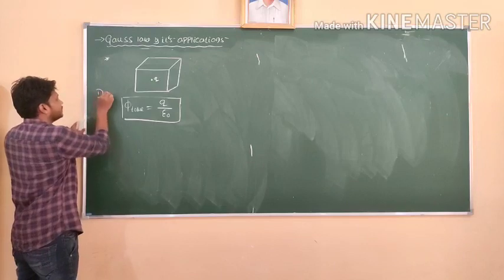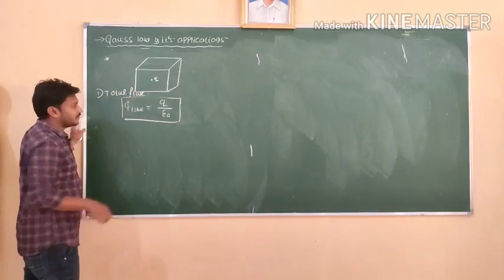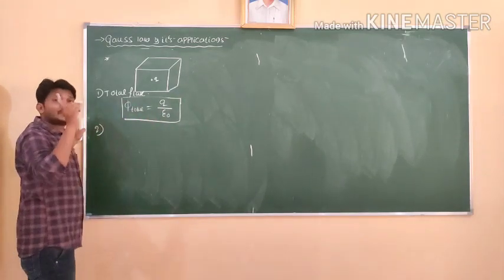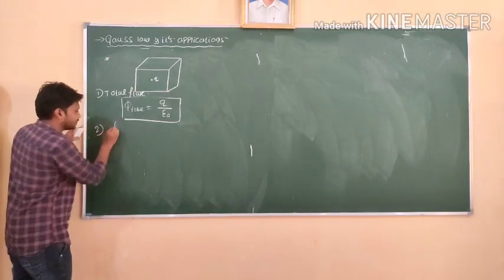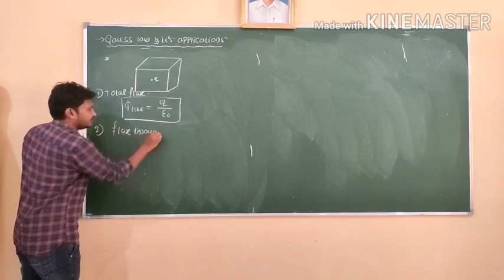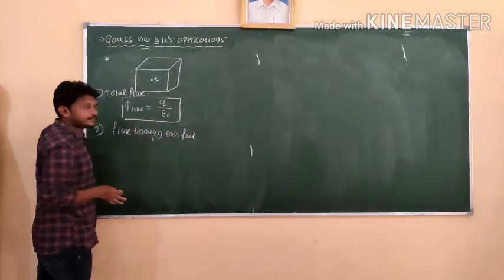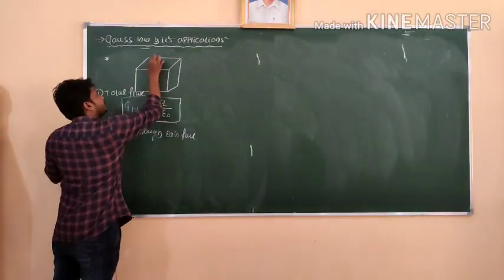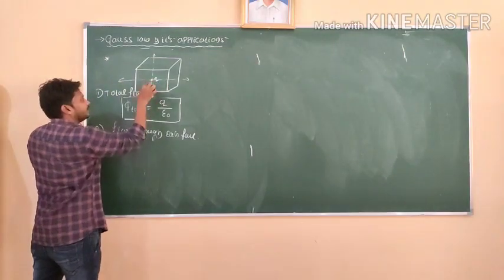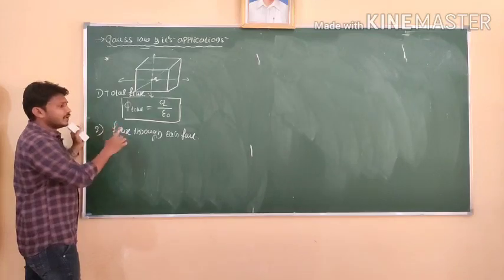So first one is total flux. Total flux value phi total is equal to q by epsilon naught. Flux through each face I will consider. Flux through each face means, for example, if this is a positive charge, electric field lines are going out here. This is the direction of electric field lines.